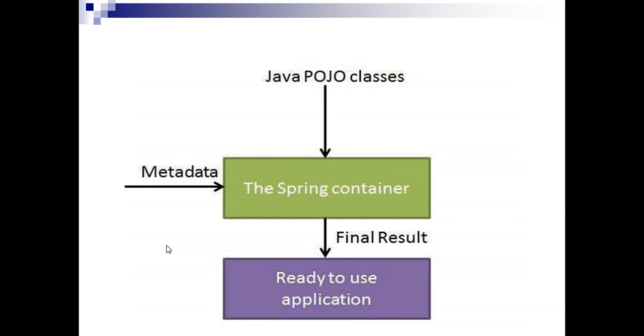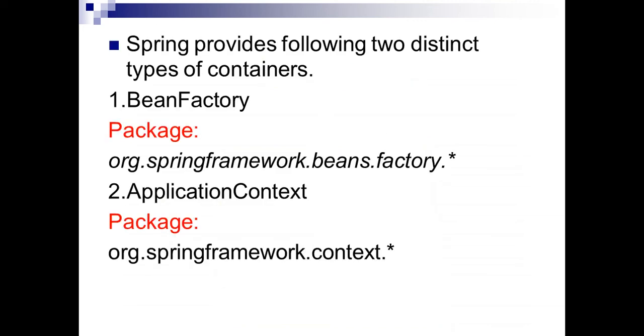So in the next lecture we will see what Spring AOP is, but before that we will see some of the packages. Spring provides the following two distinct types of container. First is the bean factory, and we have already used the application context container in a program. So you can do Spring programming in two different ways: either work with the bean factory or with the application context. But the application context is the easiest way to perform Spring programming.